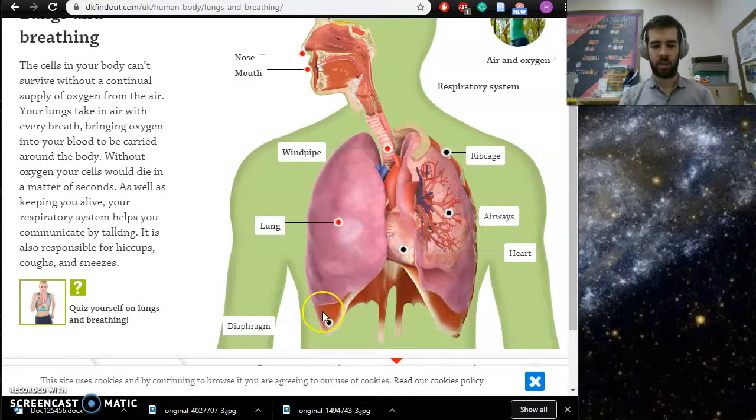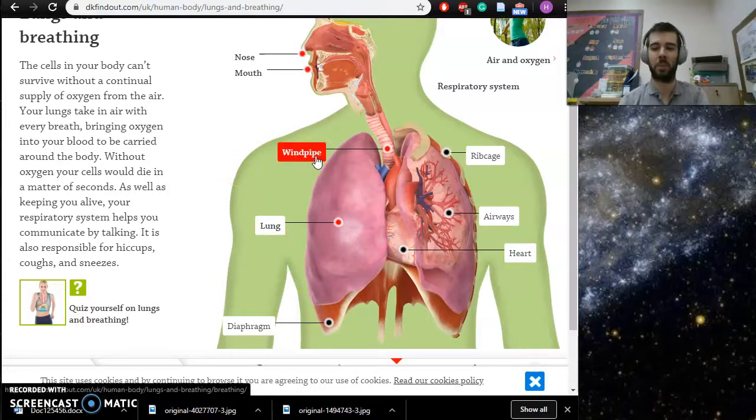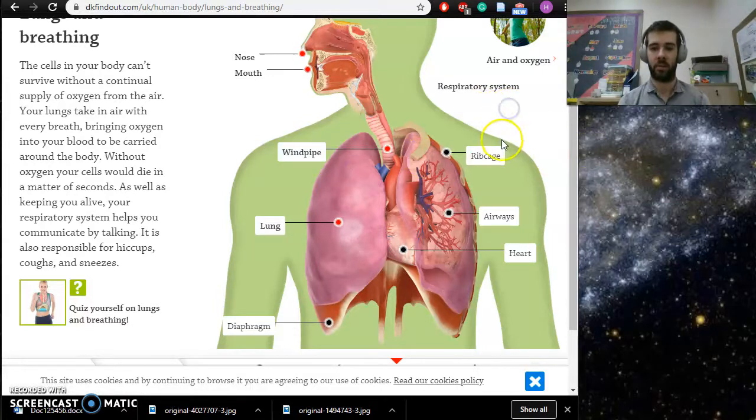But I do want you to draw the diaphragm, and yeah, as much detail as possible. If you could color it, that would be awesome, just because I think diagrams look even better when they're colored. But if you don't have time, that is not the most important part of the work.